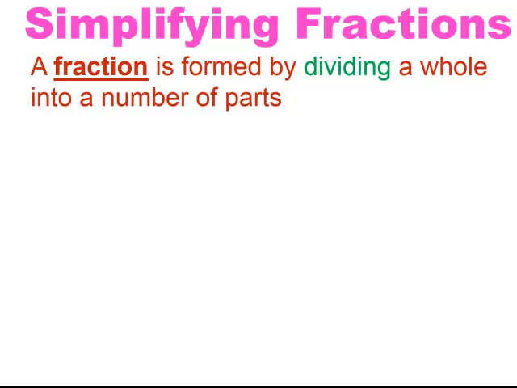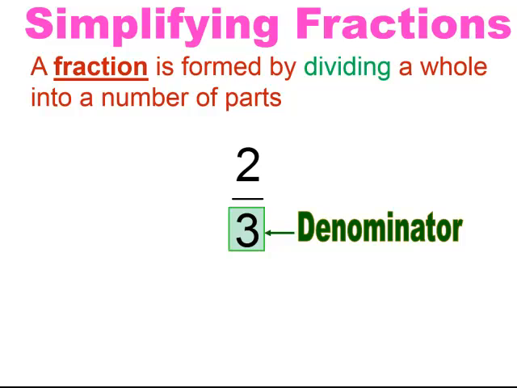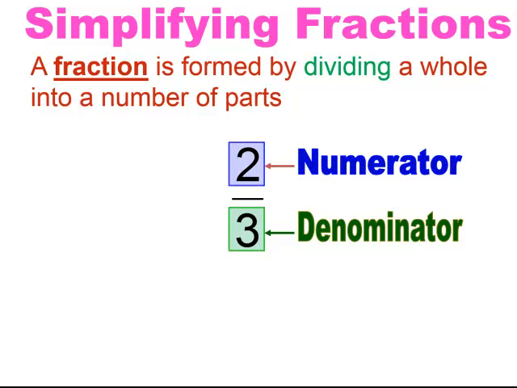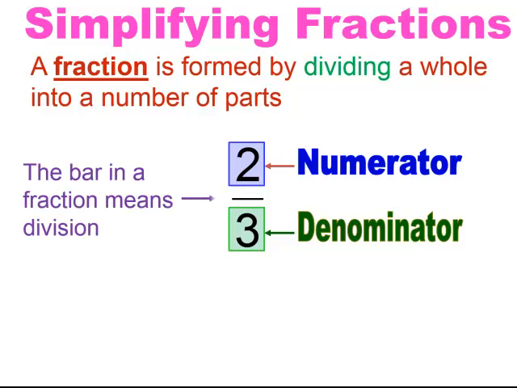We're going to be working with fractions, and a fraction is formed by dividing a whole into a number of parts. So this is an example of what a fraction is. The bottom number is called the denominator, and the top number is called the numerator. And that bar represents division. So the bar in a fraction means it's division.